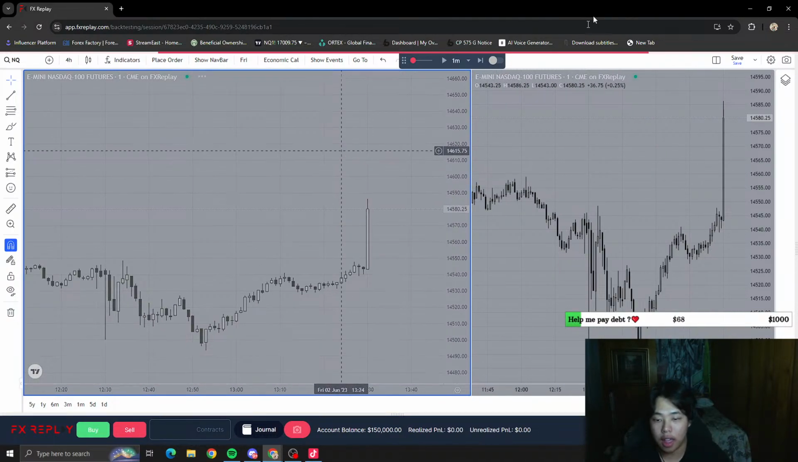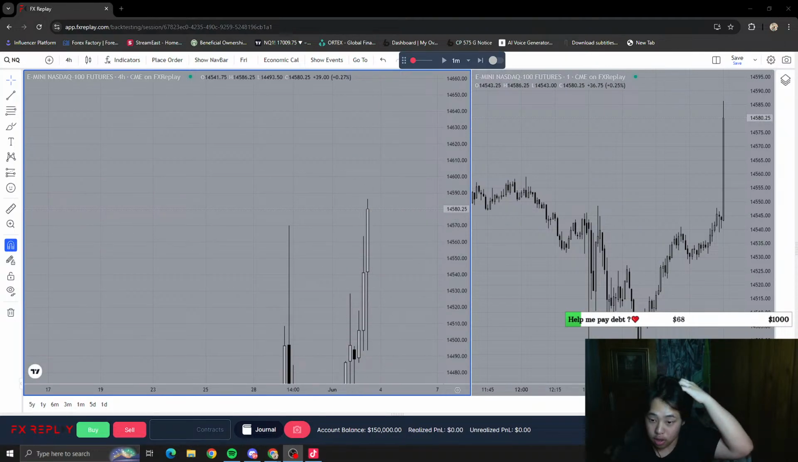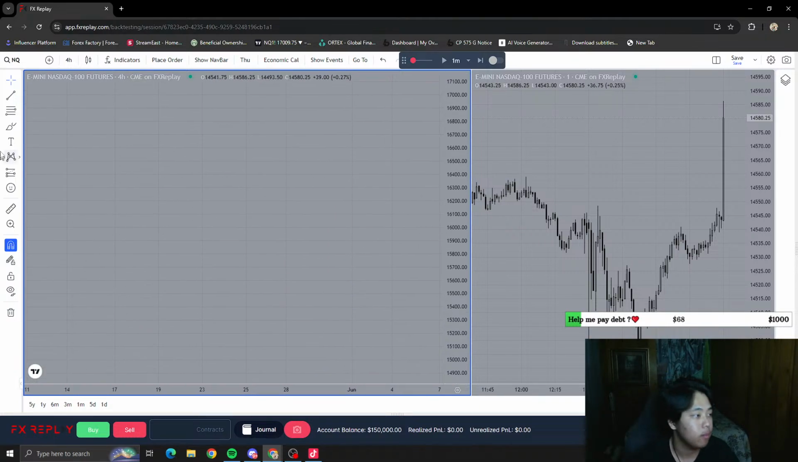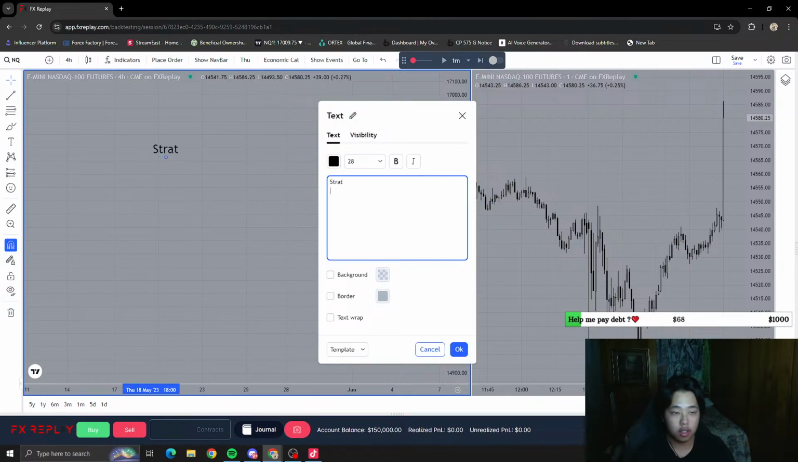Like I said, I'm going to be trying every day to get better every single day. So let's get right into it. We go from external range liquidity to internal range liquidity. I'm going to go from my strat. Step one, internal range liquidity to external range liquidity. Step two, 15-minute liquidity. Step three, identify market maker models.